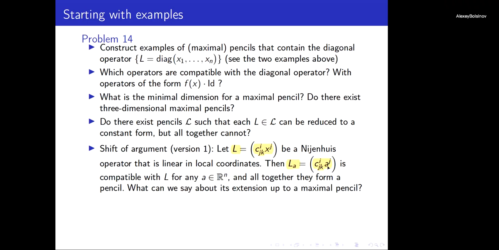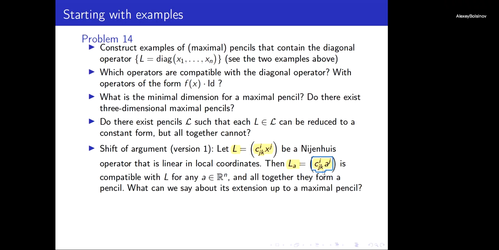Moreover, if I consider all possible vectors A, all possibilities for aj, I can construct many different LA with different vectors A. They are all compatible all together, and I will have this L and all possible LA for all possible A, so they form a pencil. Is this Nijenhuis pencil maximal or not?